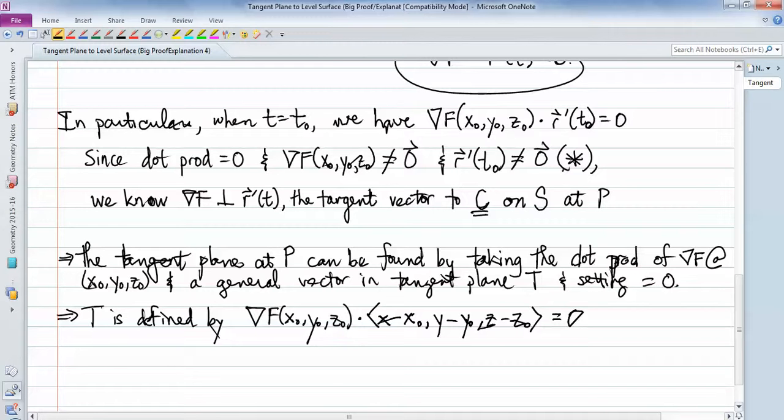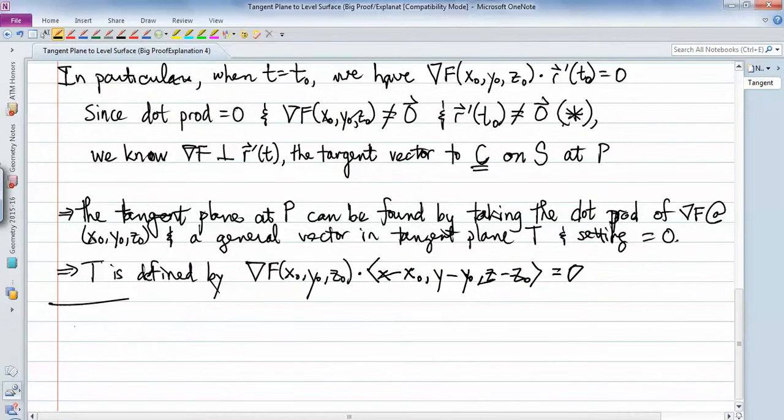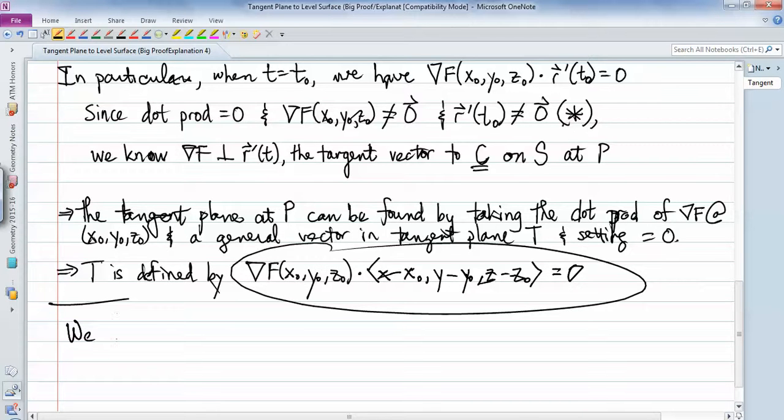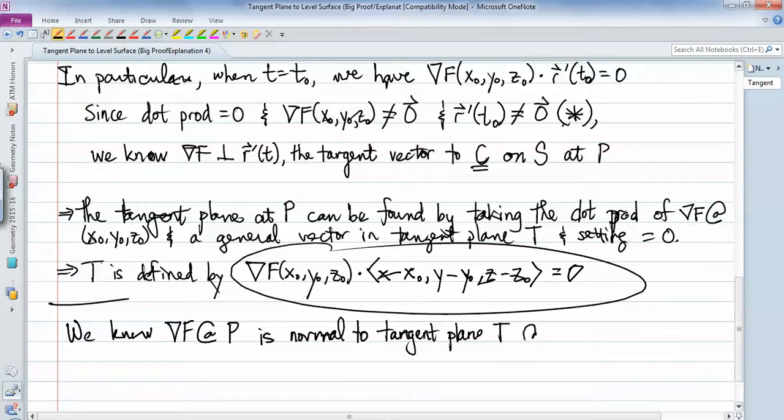So we could actually go a little bit further. We know that, so this is the main idea right here, getting the tangent plane. Now we know the gradient of F at that point is normal to the tangent plane at P. Okay, so that means that we could write the normal line equation.